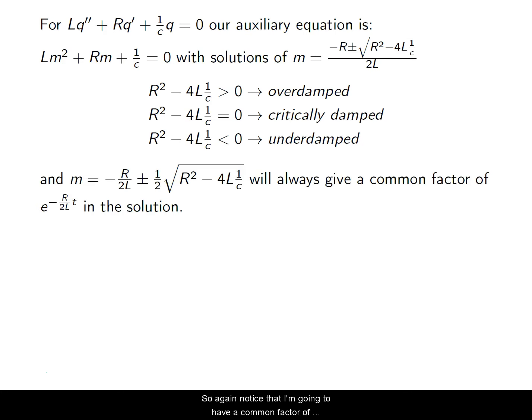So again, notice that I'm going to have a common factor of e to the negative R over 2L here for all of these cases. If this is positive, I've got this showing up twice. If this is 0, it's a double root, it's still there twice. If this is complex, it shows up in the sine and cosine portions. Okay, we saw that last time. I'll always have this as a common factor, right?